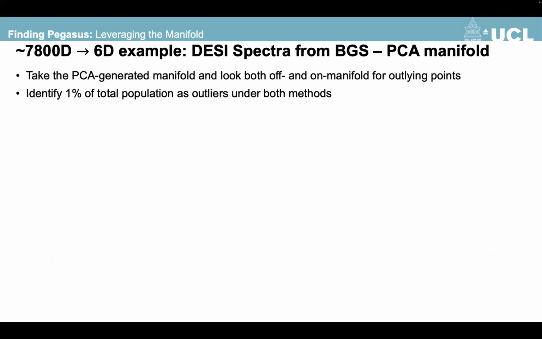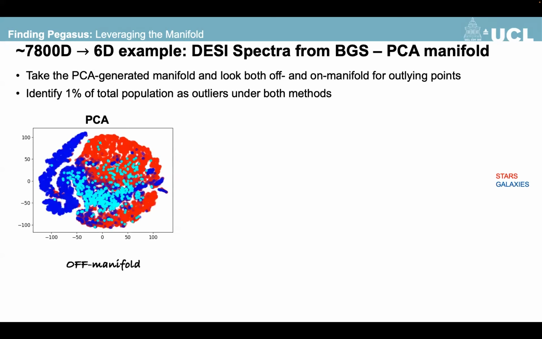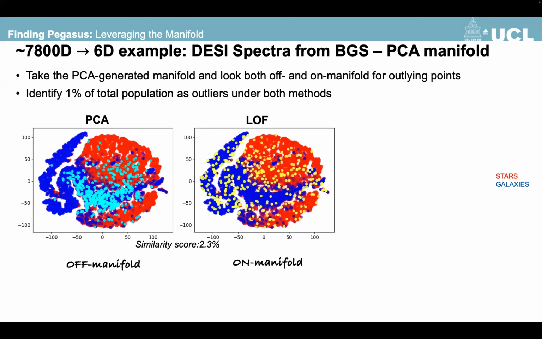Then we take one of those manifolds, so we're going to take the PCA manifold, and we're going to do some off and on manifold anomaly detection on it. And for the purposes of this, all we've done is take the 1% of the total population which are most extreme using either method and called those anomalies. So when I do my off manifold anomaly detection, this is reconstruction error. These are the Pegasus type points. I get these bright blue spots, okay? When I do on manifold, I get these yellow spots.